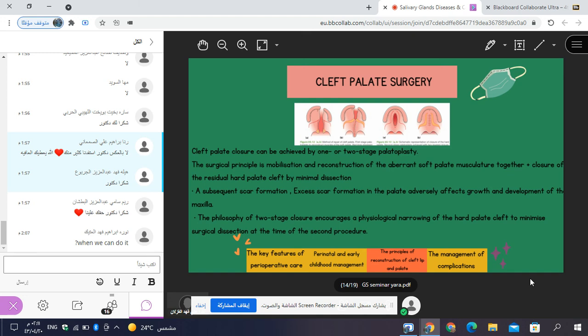Why we do a 2-stage is because the philosophy of 2-stage closure encourages the physiological narrowing of the hard palate cleft to minimize surgical dissection at the time of the second procedure.